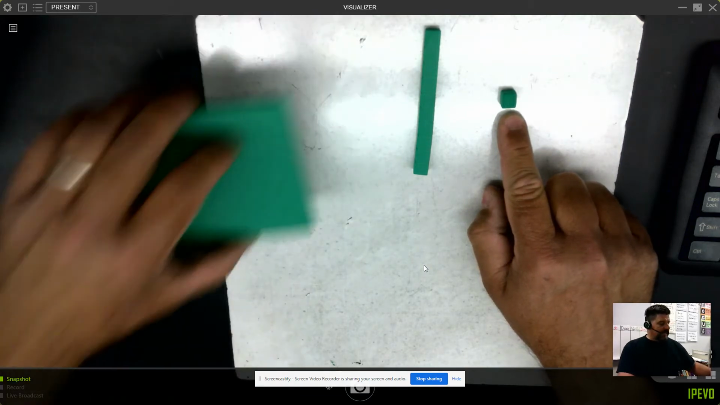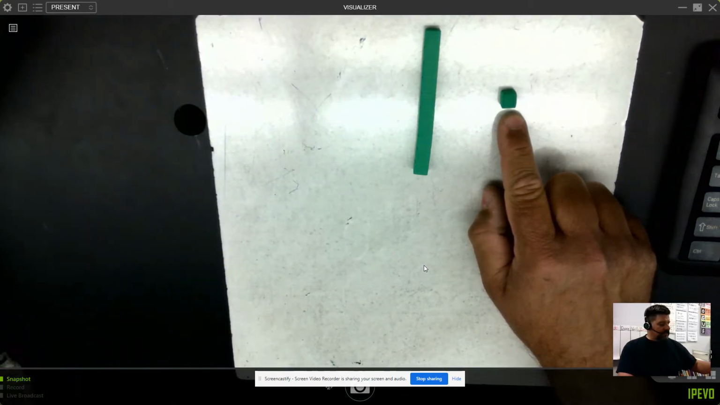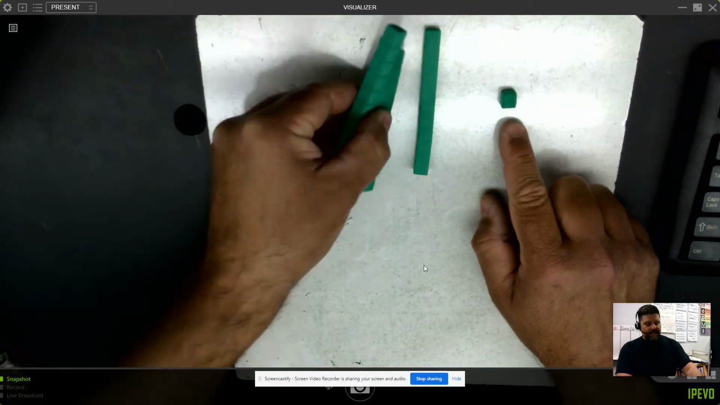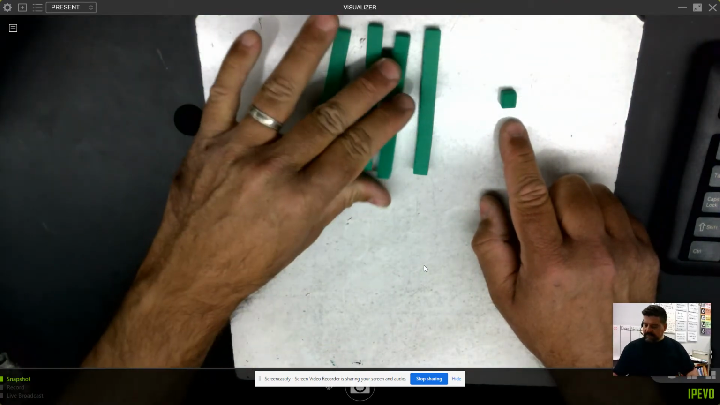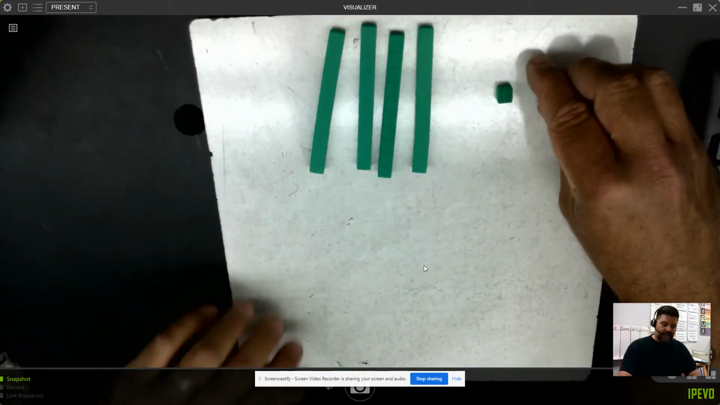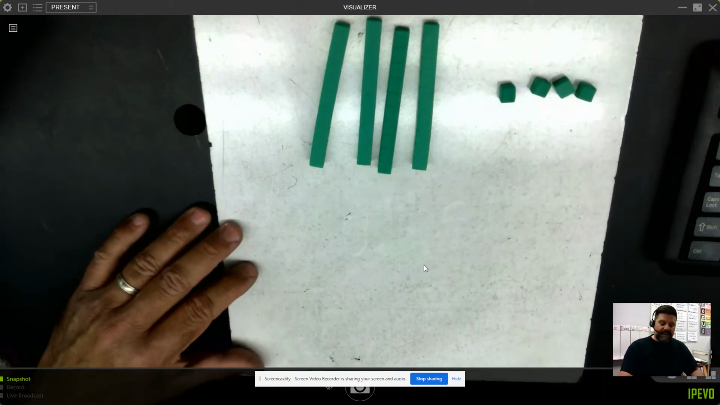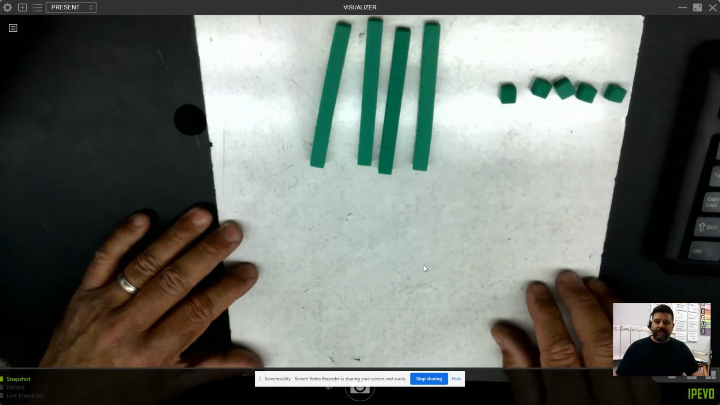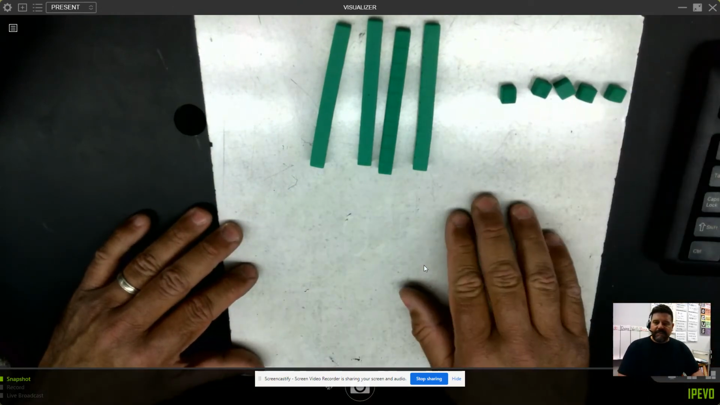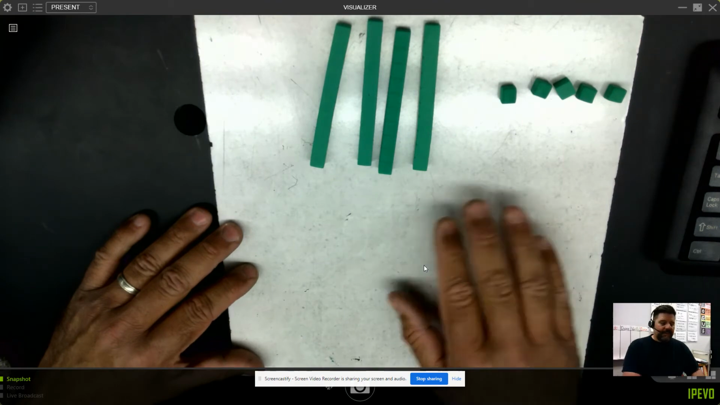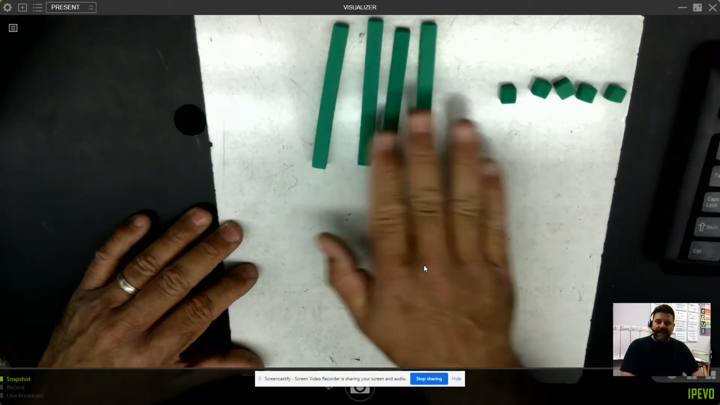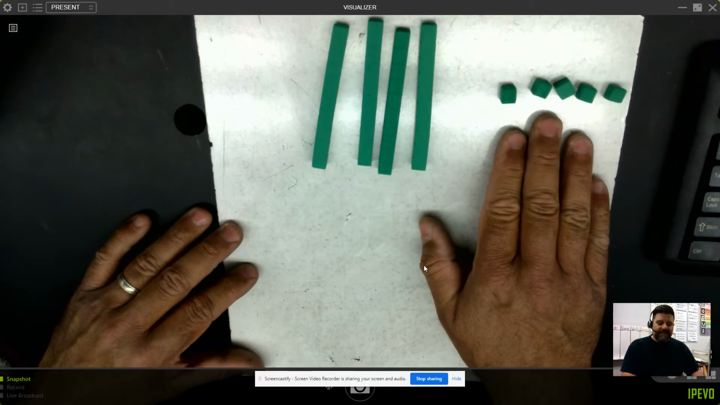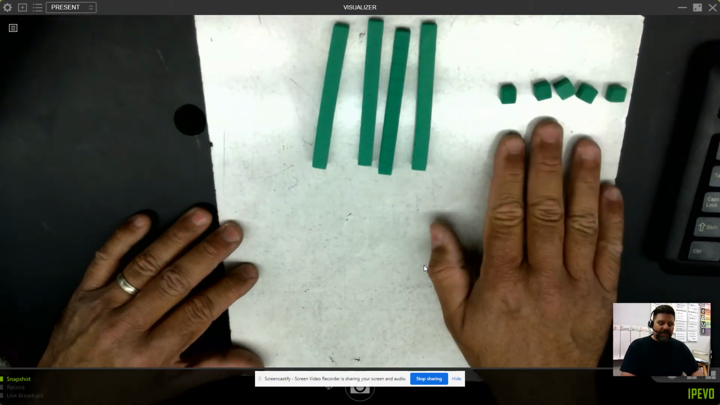Let's model our decimal. The decimal we're subtracting is 4 longs and 5 small cubes. What's the value of this decimal? If you said 45 hundredths, you would be correct. 5 hundredths are small cubes.